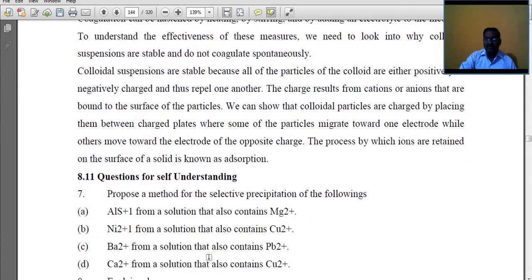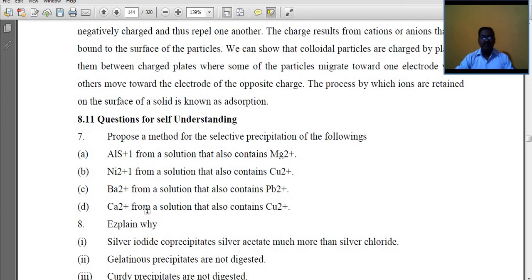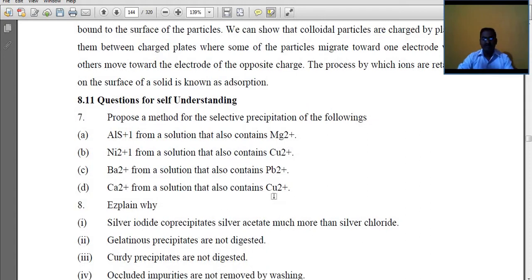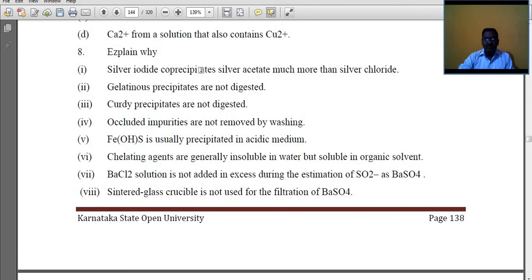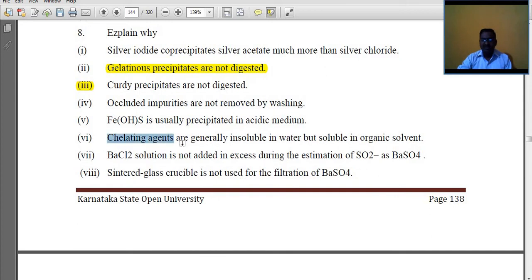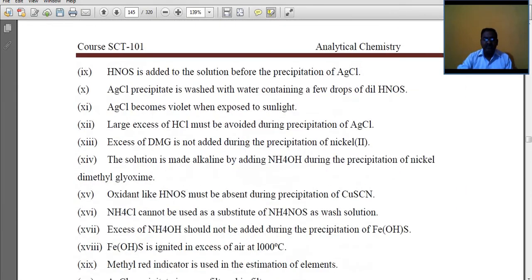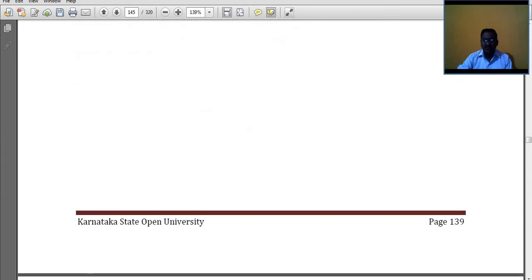From this topic, we can understand questions like these: Why does aluminium 3 plus separate from solutions that contain magnesium 2 plus, and nickel 2 plus from solutions that also contain other 2 plus ions? Explain why silver iodide co-precipitates silver acetate much more than silver chloride. Gelatinous precipitates are not digested, and chelating agents are generally insoluble in water but soluble in organic solvents. Some reasons are required. Okay, these are all expected questions, just to go through.